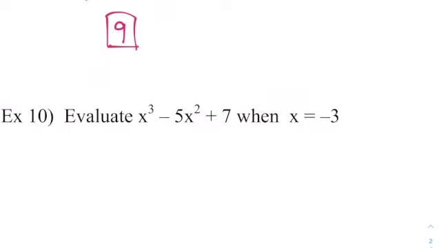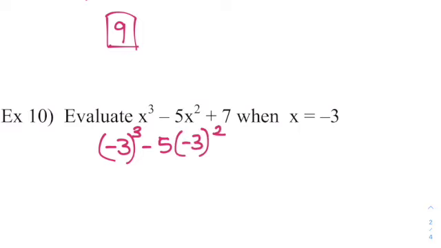Evaluate x to the third power minus 5x squared plus 7 when x equals negative 3. Now this one you guys just plug it in. And remember the previous one? If I write it as f of x, you should also understand how to do that. So to do this, it's going to be negative 3 to the third power minus 5 times the negative 3 to the second power plus 7. All right? But you need to show steps, and that's negative 3 times negative 3 times negative 3. In this case, you should recognize that's negative 27.